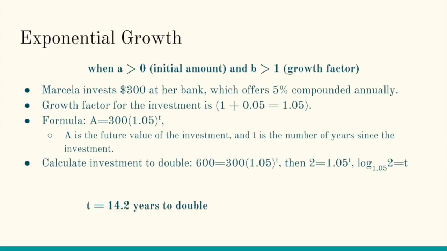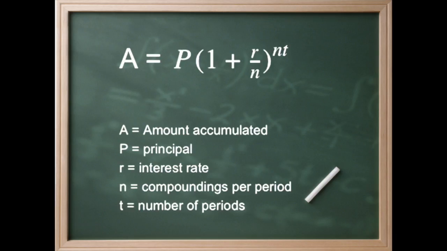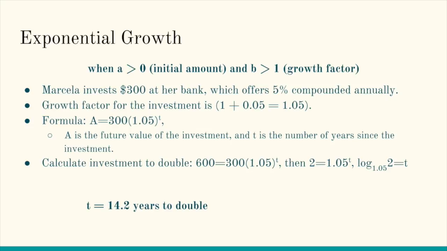One of the most common examples of exponential growth is money, or interest. Imagine that Marcela invests $300 at her bank, which offers 5% compounded annually. The growth factor for the investment is 1 plus 0.05, which equals 1.05. Therefore, the formula will be A equals 300 times 1.05 to the power of t, where A is the future value of the investment and t is the number of years since the investment.